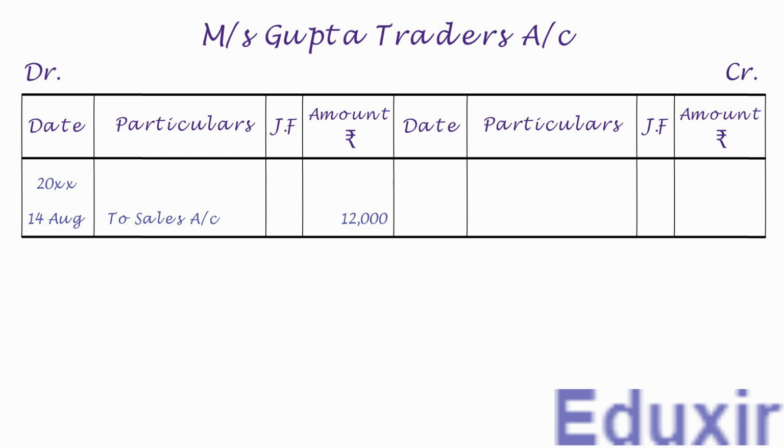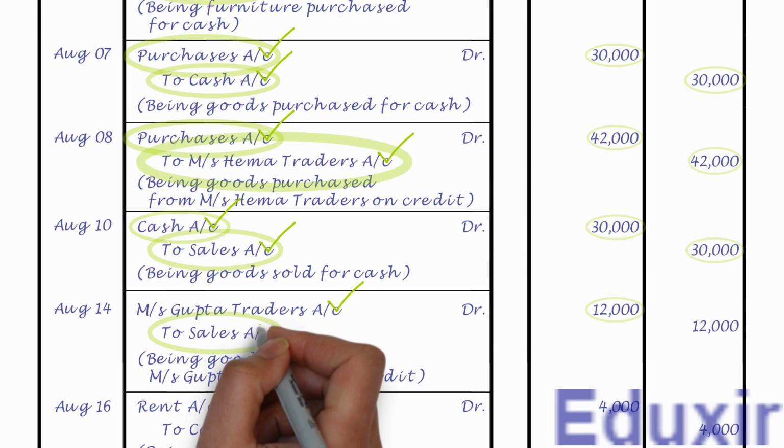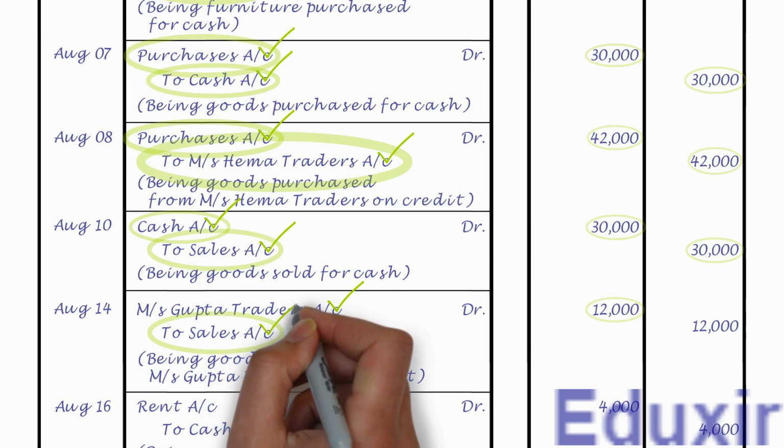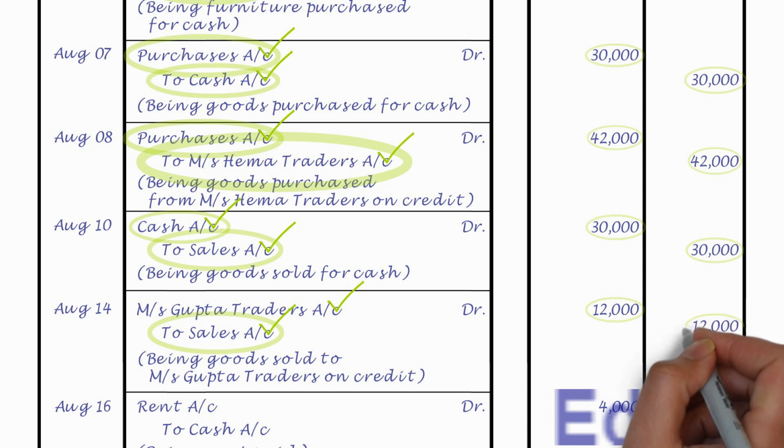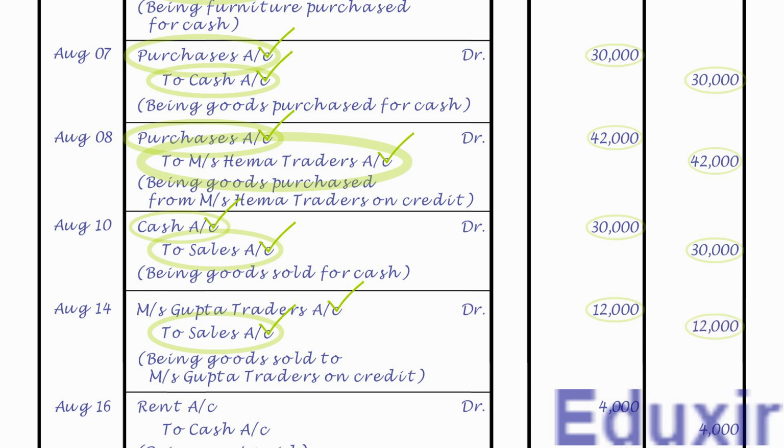Let's now take up the next entry. As the name suggests, it needs to be posted on the credit side of the sales account and the credit amount is 12,000 rupees. Note that the details that need to be posted into the particulars column is Messrs Gupta Traders account. As we already have the sales account, let us now post this entry into that account.